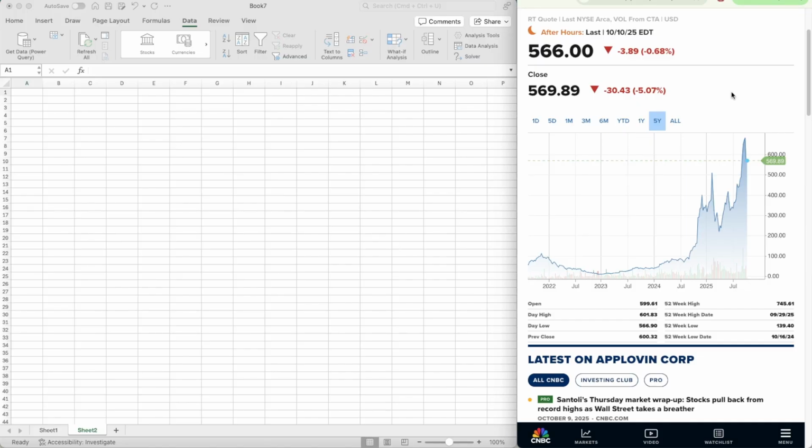AppLovin is a company that helps developers monetize through advertising and acquiring users. Over the last 5 years, the shares have been on an absolute tear, from a low of about $10.23 up to just $682 earlier this year. And they've started to pull back a bit. As you can see, it's had sharp pullbacks in the past.